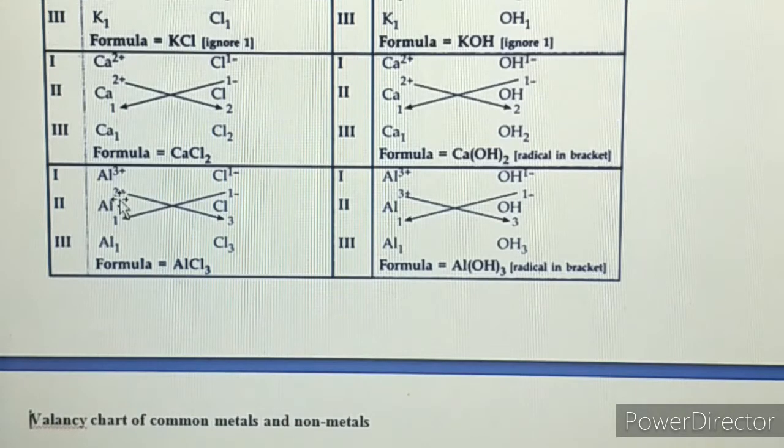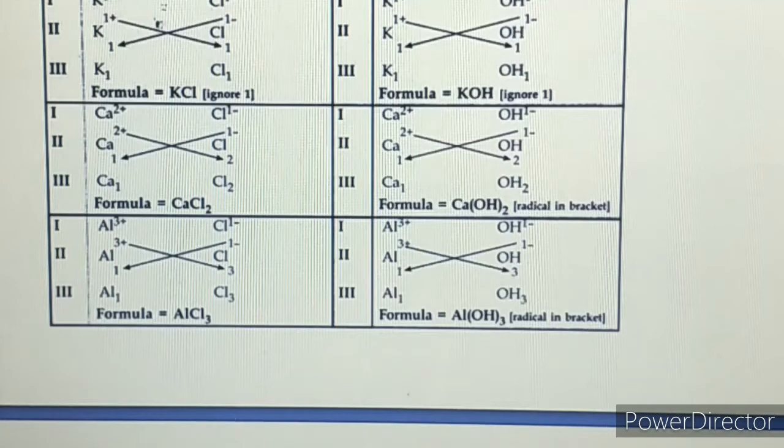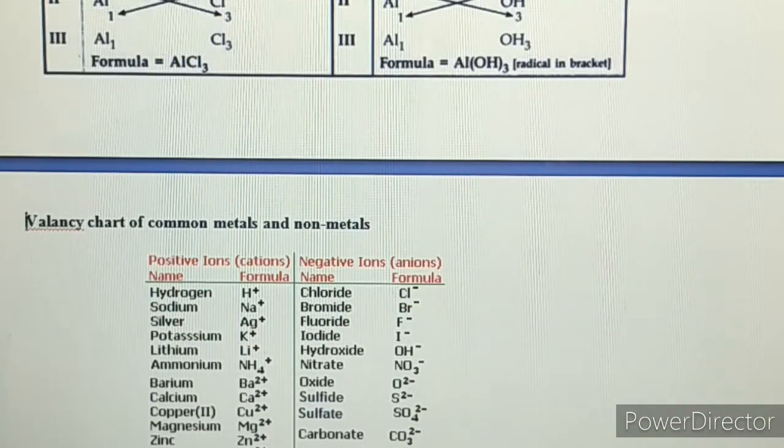Now the third one, I have taken aluminium chloride. Now the valency of aluminium, check it in your chart, aluminium's valency is 3 plus. So here again 3 plus, now you know 3 will go as a subscript of chloride and 1 will go as a subscript of aluminium. Here again 3 will go as a subscript of hydroxide, 1 will go as a subscript of aluminium. The formula will become what? AlCl3, and this is aluminium chloride. And here again the formula will become aluminium hydroxide, and hydroxide should always be in bracket because it is a compound, it is a radical, so it should always be in bracket.